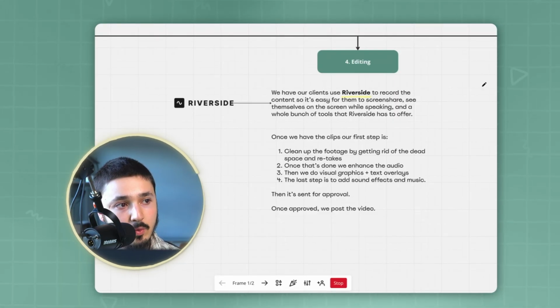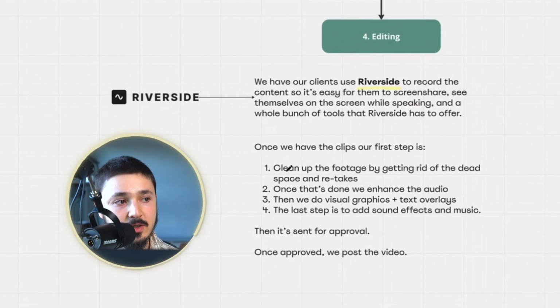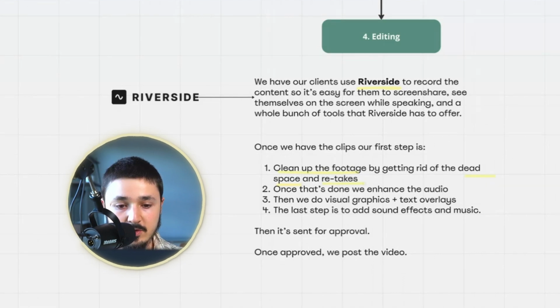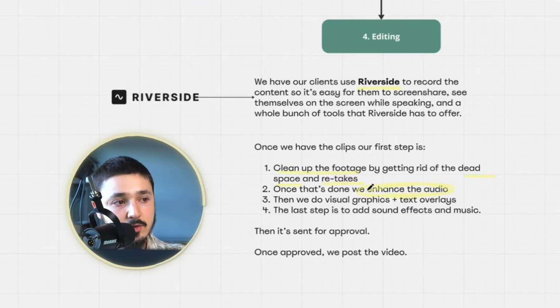So once they've recorded and we have the clips, our first step is we clean up the footage, just do rough cuts. We get rid of the dead space and all the retakes, so we have a clean base to start with. Once that's done, we enhance the audio, make sure the audio is crisp, sounds good. The viewers are getting a high quality, a good audio experience.